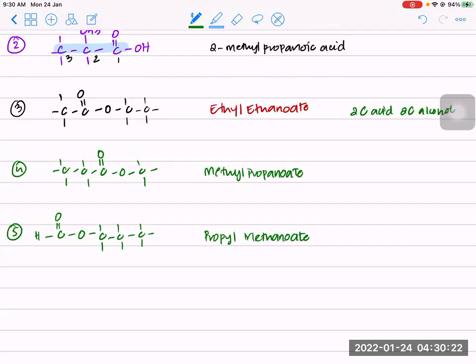Is this clear? 2 carbon acid, 2 carbon alcohol. 3 carbon acid, 1 carbon alcohol. 1 carbon acid, 3 carbon alcohol. Any other combination possible?